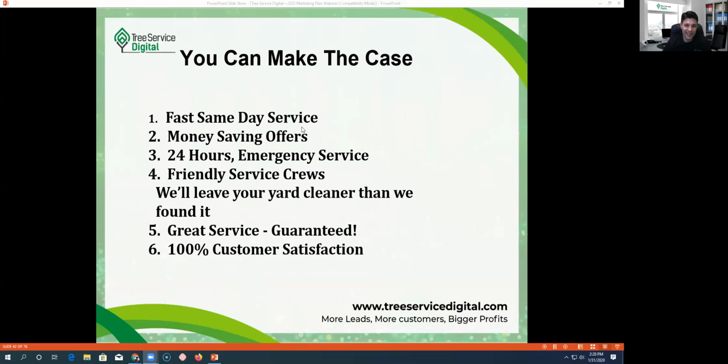And you can also make the case for fast same-day service, money-saving offers, 24 hours emergency service, friendly service crews. We'll leave your yard cleaner than we found it. That's pretty important, right? You don't want people cutting down trees and limbs and leaving all that stuff in the yard. Dude, if you clean it up nicer than you found it, that's actually a perk. That's really good. Great service, guaranteed. 100% customer satisfaction. Those are also really, really good ones.